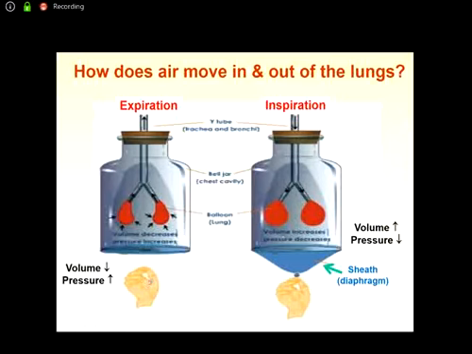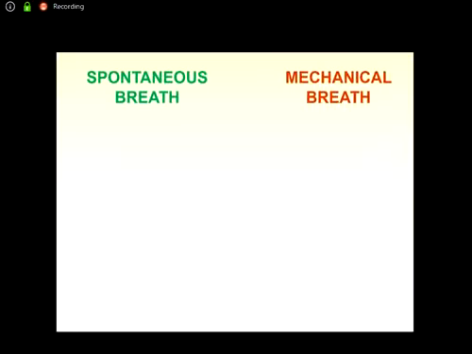On expiration, you return that sheet back to its normal position, so the volume of that container will go down, the pressure therefore goes up, and that will compress the balloons because the pressure now inside the balloons is higher than the pressure outside, and the air will move out. And this is the way basically our lungs work. So to initiate a spontaneous breath, in green on your left, the first thing that happens is a change in volume.